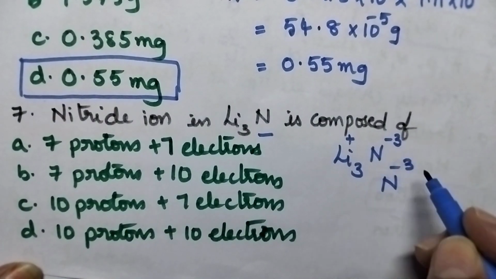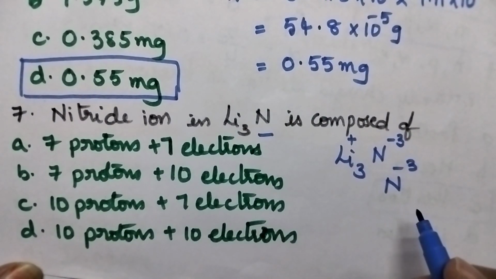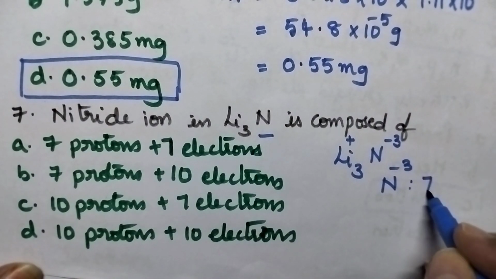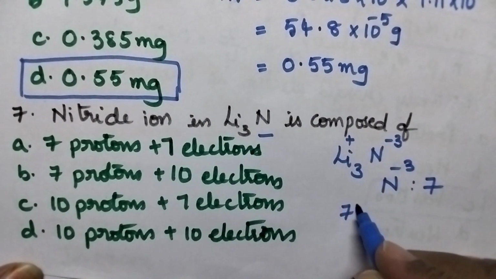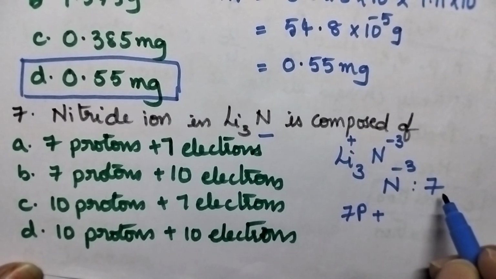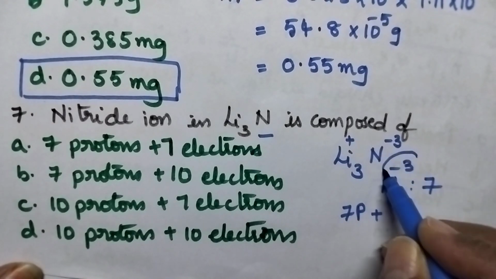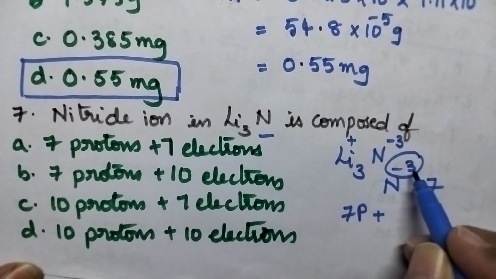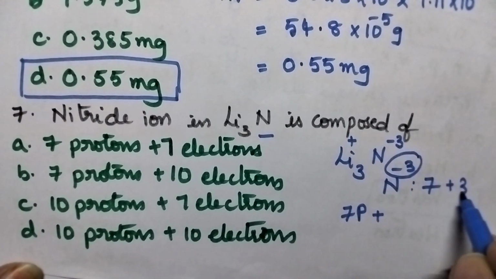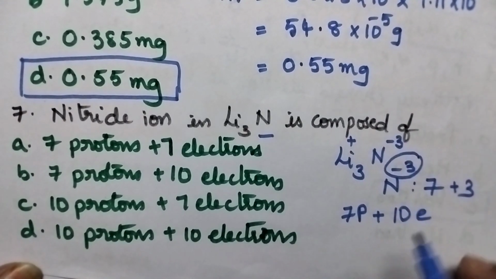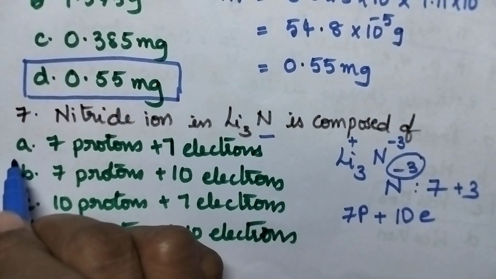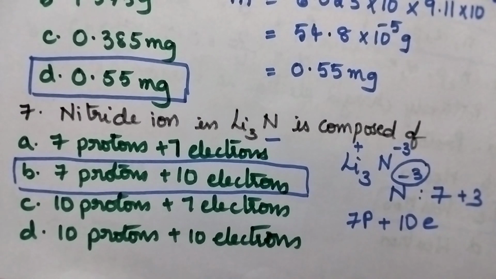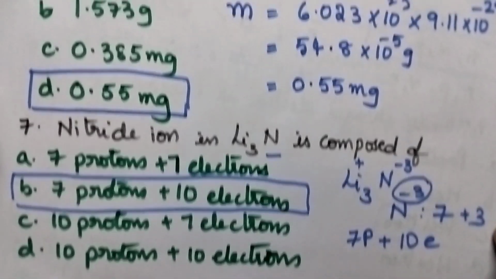So we have to calculate how many protons and how many electrons are present in the nitride. The atomic number of nitrogen is 7, so it contains 7 protons. And coming to the electrons, here we have to consider the charge on the nitride. Initially it consists of 7 electrons and minus 3 means 3 electrons are added. So altogether 10 electrons will be present. So option B is the right answer. 7 protons and 10 electrons will be present in the nitride.